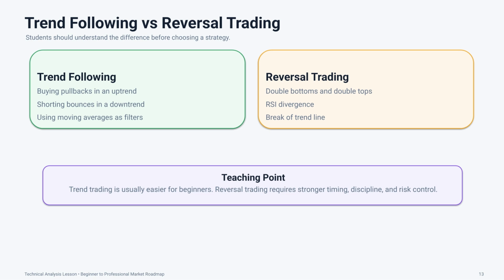The teaching point is this: trend trading is usually easier for beginners because we are trading with the direction of the market. Reversal trading can work, but it requires more experience, patience, timing, and risk management. So before taking a trade, always ask, am I trading with the trend, or am I trying to catch a reversal? Once you know that, your entry, stop loss, and profit target will become much clearer.